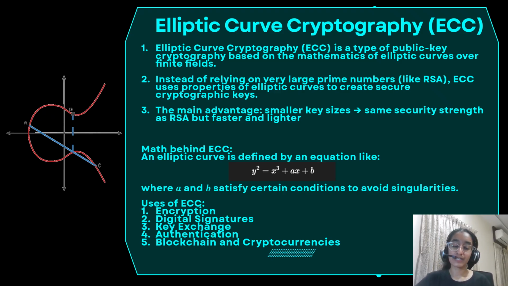The next use of ECC is key exchange. Elliptic Curve Diffie-Hellman, ECDH, allows two parties to securely generate a shared secret over an insecure channel. It is used in TLS, HTTPS, VPNs, Signal, and WhatsApp encryption. Next is authentication. Lightweight devices like IoT, smart cards, and embedded systems use ECC because of its smaller keys and lower computation needs. Then blockchain and cryptocurrencies: Bitcoin, Ethereum, and most cryptocurrencies use this curve with ECDSA for secure transactions.